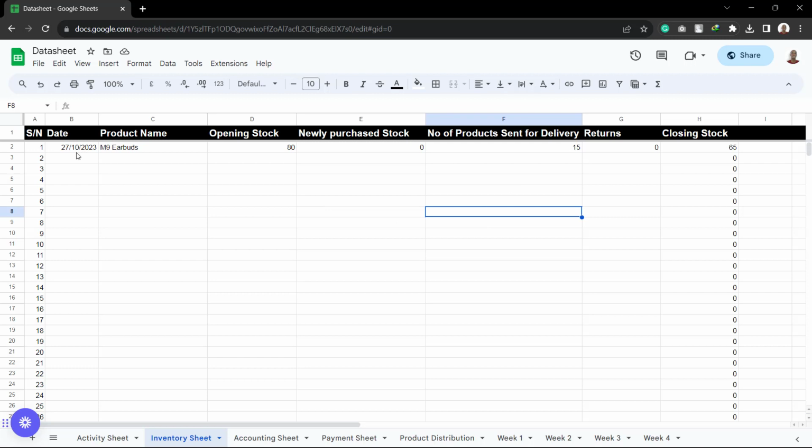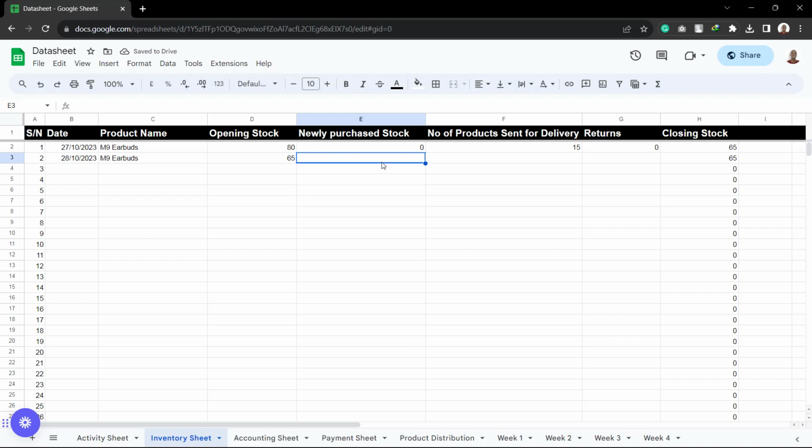Now let's say tomorrow we want to input our data. So tomorrow is going to be 28th of October 2023. The name of our product is still the same, it's still our M9 earbuds. So how many products do we have? The amount of products we are going to have as our opening stock today is going to be the same as the amount of products that we closed with. It means that our opening stock is going to be 65, because the amount of products we closed with is what we have left for today as our opening stock.